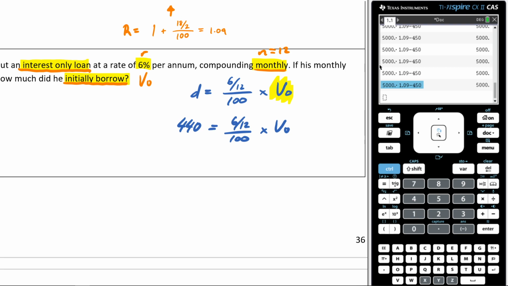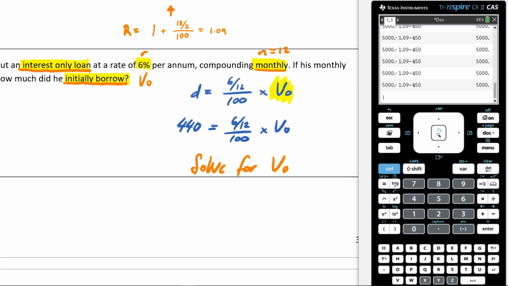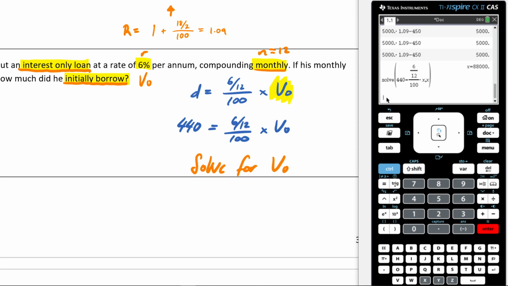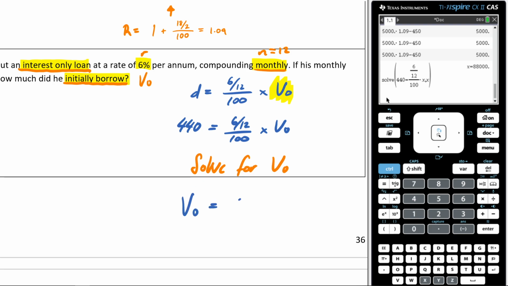I can now solve this. Solve for V of 0. Come to my CAS. Menu 3-1. 440 is equal to 6 on 12 over 100 times, I'm just going to say X because that's easier. Then I'm going to go divide, comma X. And that's going to tell me that the initial value of the loan, what you take out, V of 0, I want to do this in blue because colors are important, V of 0 is 88, oh, that's pretty ugly, $88,000. That's how much I initially took out. And we're done. We have found how much I initially borrowed.